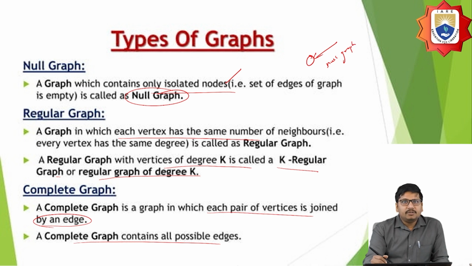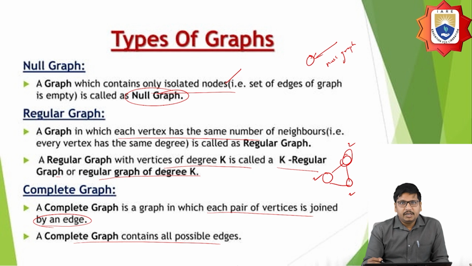A regular graph is a graph in which each vertex has the same number of neighbors, which means each vertex has the same degree. Suppose, what is the degree of this node? That should be 2. This degree is 2, and this one is 2. So the graph whose vertices all have the same degree and the same number of neighbors is what we call a regular graph.